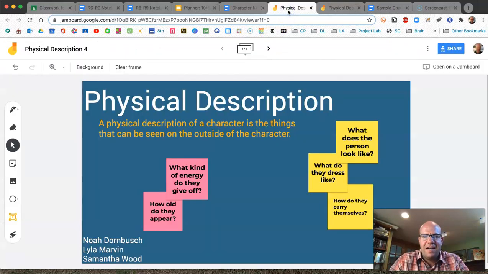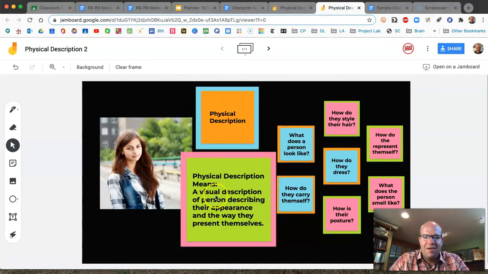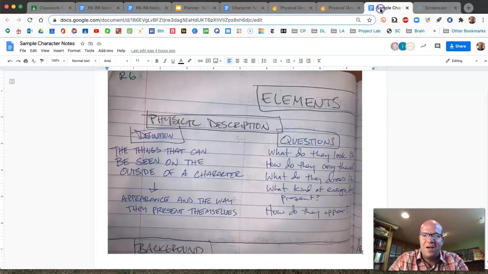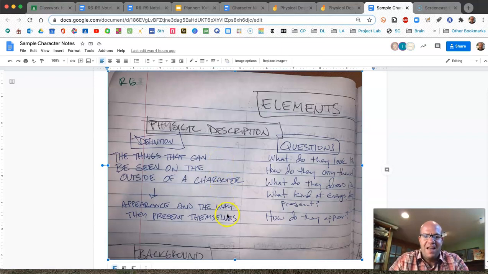But when I looked at the second one, their definition said a visual description describing their appearance and the way they present themselves. And I thought, well, that's interesting too. I think I'm going to include that as well. Appearance and the way they present themselves. So my definition of the physical description based on these 2 is the things that can be seen on the outside of a character and their appearance and the way that they present themselves. So those 2 things together form a definition.